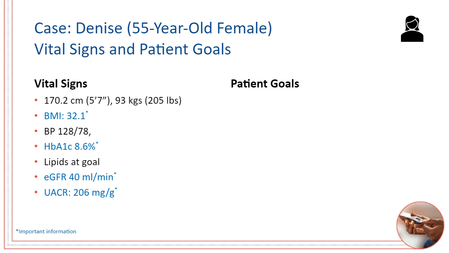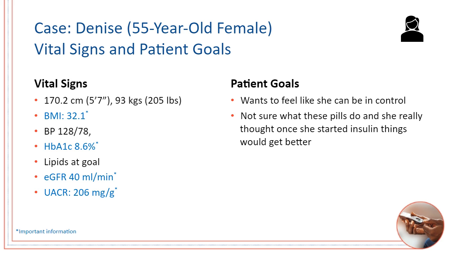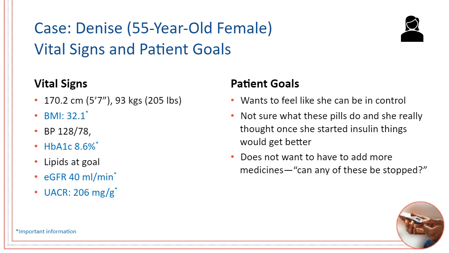We asked what Denise's goals are, and she wants to feel like she can be in control again. She feels like she takes a lot of meds and thinks she's not getting to goal. She doesn't really understand what these pills are doing. It seems like we just keep adding pills. And she said, look, once I went on insulin, I thought things were going to get better. She doesn't want to add medication. In fact, she'd like to know which of these can be stopped.